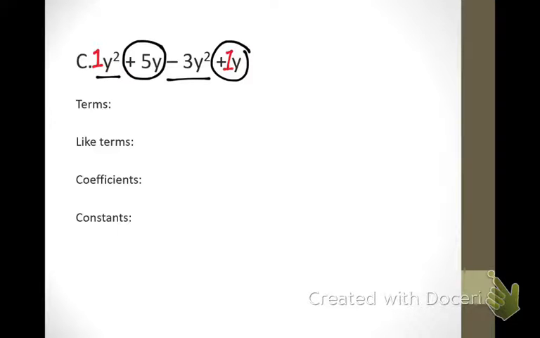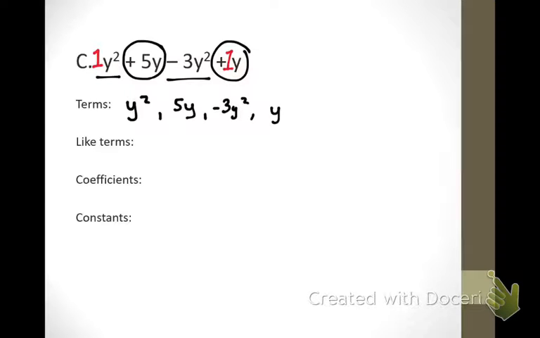Who would be willing to tell me the 4 terms that you wrote down? Jacoby, what are your 4 terms? Y squared, 5y, and then -3y squared, and then just y. Okay. He did not put the ones in there, and that's totally fine. You do not have to.